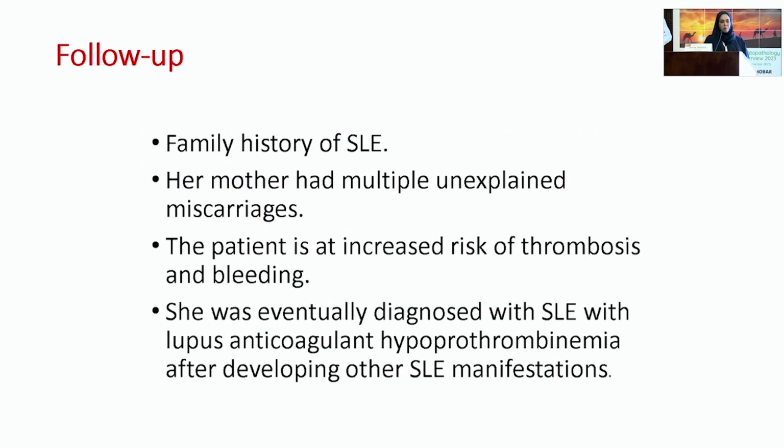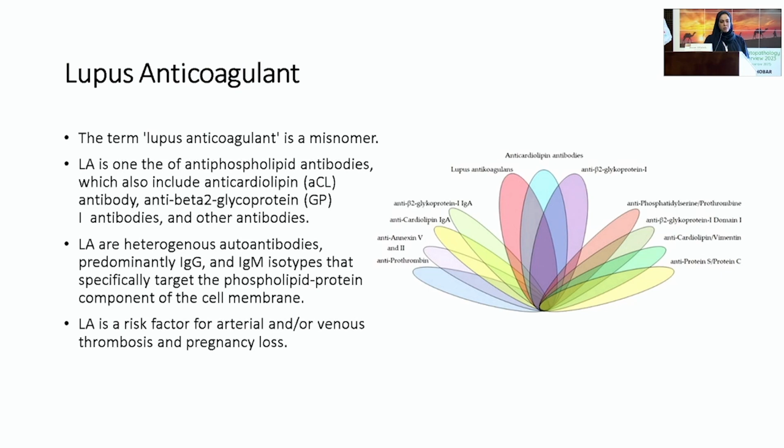Follow-up, she did have a family history of SLE. Her mother had multiple unexplained miscarriages. She had 6 miscarriages, so she has a history of probably some lupus anticoagulant or antiphospholipid. The patient is now at increased risk of thrombosis and bleeding. She was eventually diagnosed with SLE after developing other SLE manifestations.